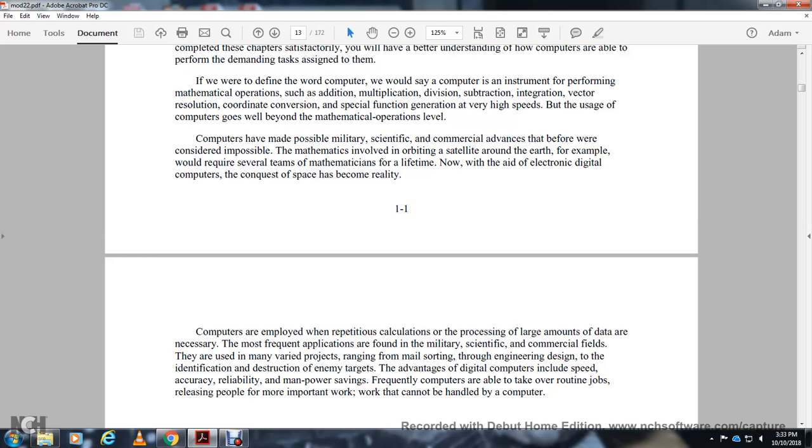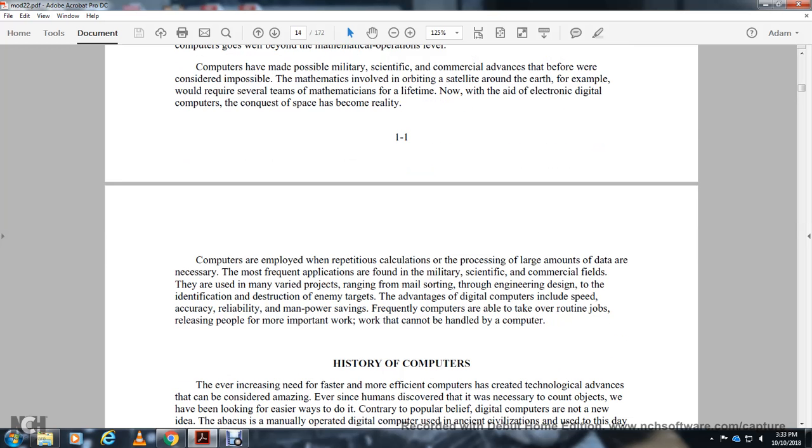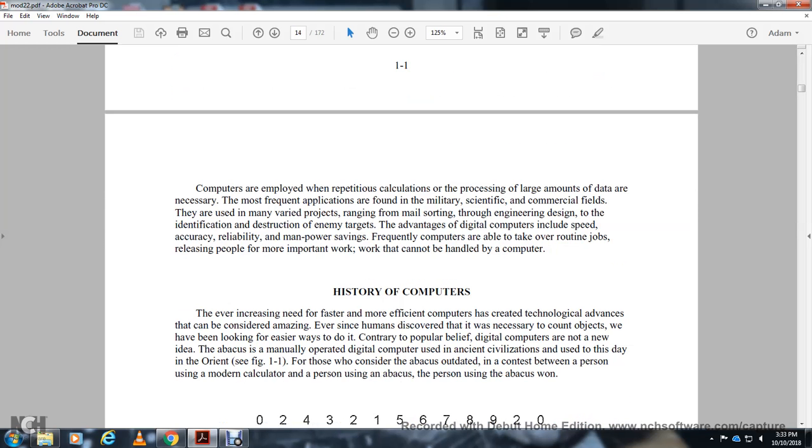Frequently, computers are able to take over routine jobs, releasing people for more important work that cannot be handled by a computer. Every increase in need calls for a faster, more efficient computer with greater technological advantage. Humans have been looking for easier ways to calculate since they discovered that it was necessary to count with objects.